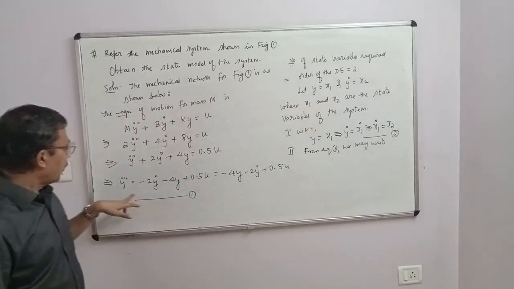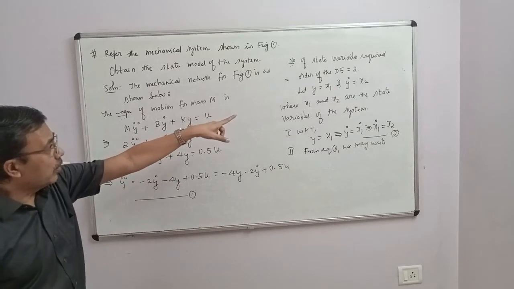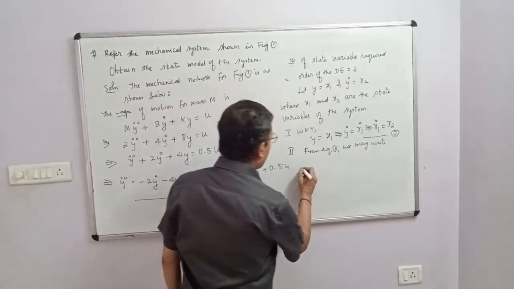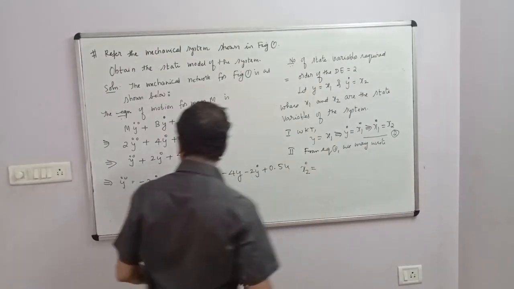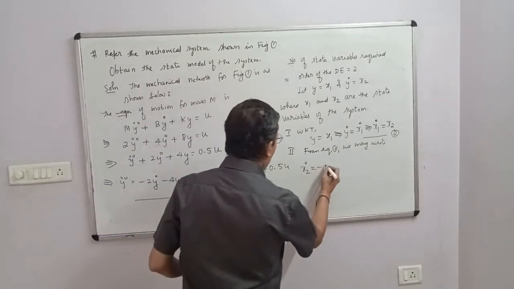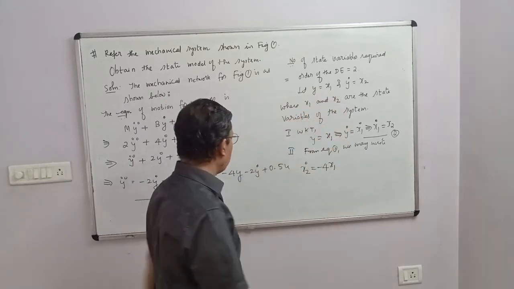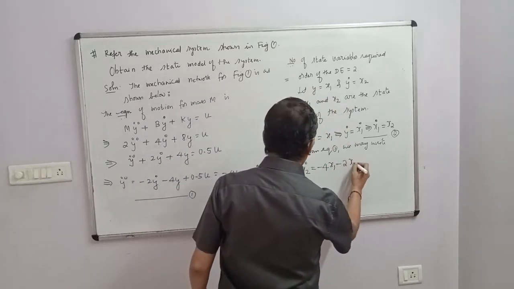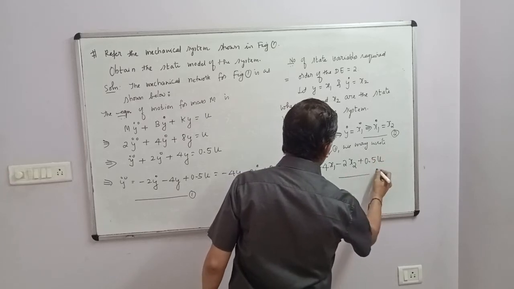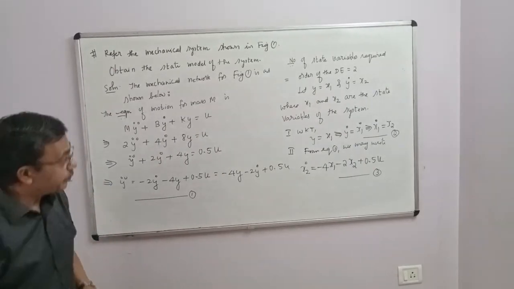Apologize for the mistake. From equation 1 we may write: what is y double dot? Y double dot is nothing but x2 dot, since y dot is x2. So x2 dot is equal to minus 4 times x1, because y is x1, minus 2 times x2, because y dot is x2, plus 0.5 into u. This is equation number 3. We shall put equations 2 and 3 in matrix form.